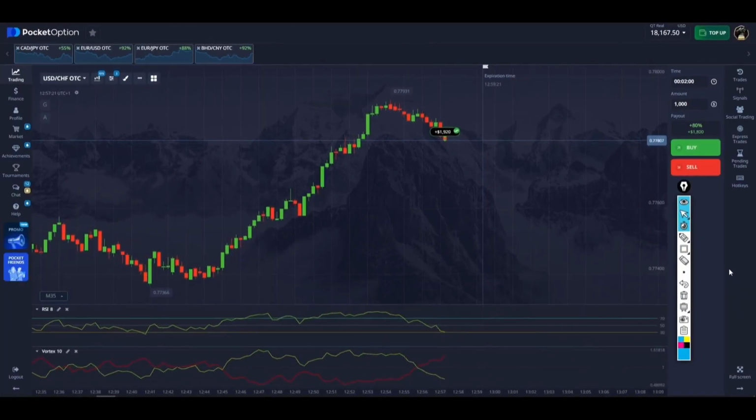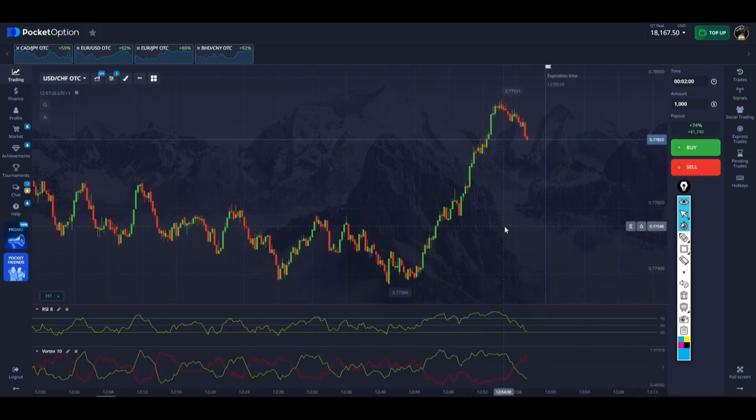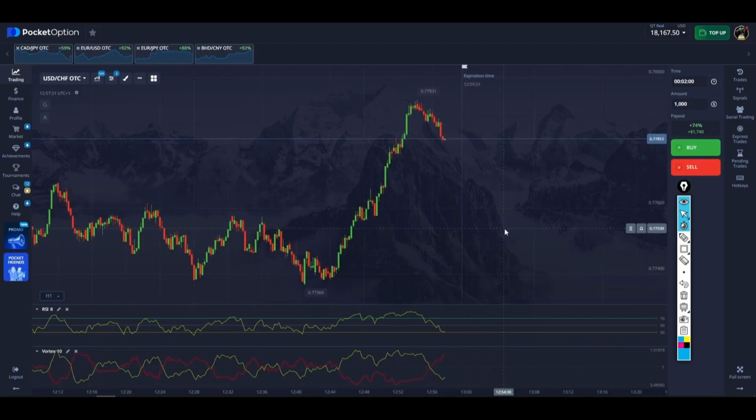Phew, that worked out perfectly. An excellent trading session, guys. I'm closing this one in profit and my balance is now $18,000. That's an awesome result to lock in.